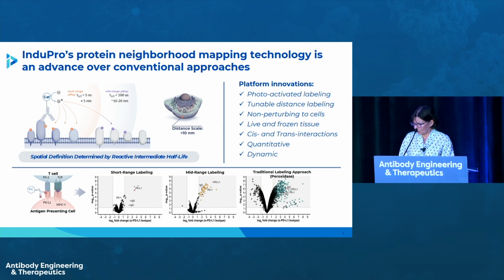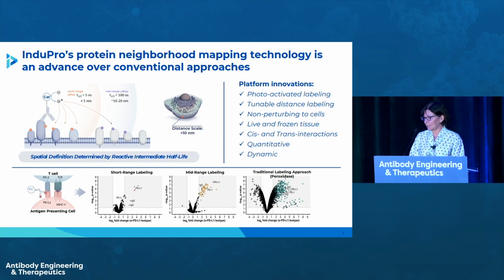So you can see in the cartoon there that a photocatalyst can be covalently bound to an antibody that binds to a target of interest, and depending on the photocatalyst that's used, when you expose that to visible light, you generate a very highly reactive intermediate that can then covalently bind to proteins within that proximal neighborhood. And can you hear me okay?